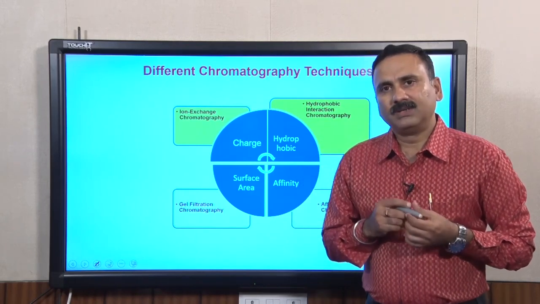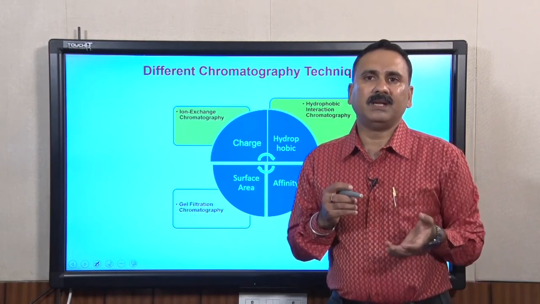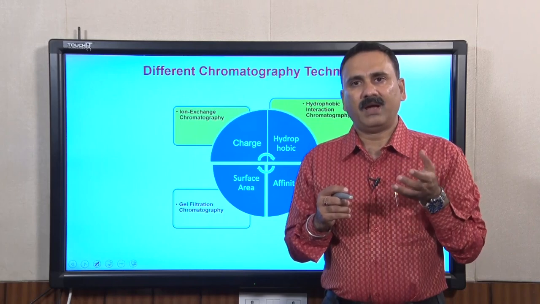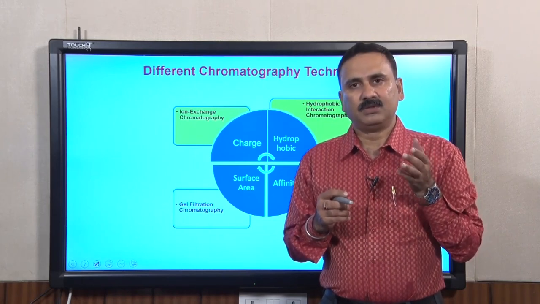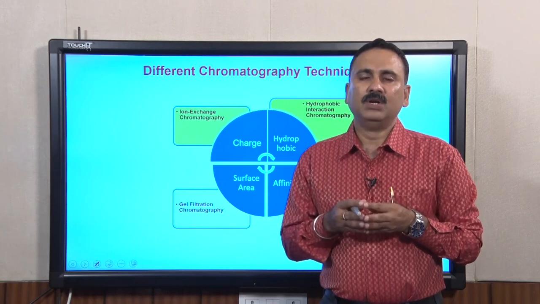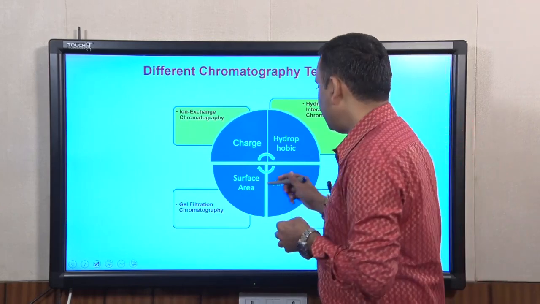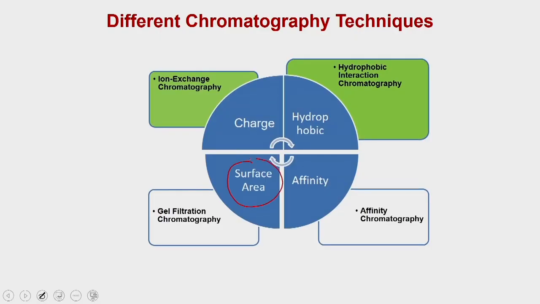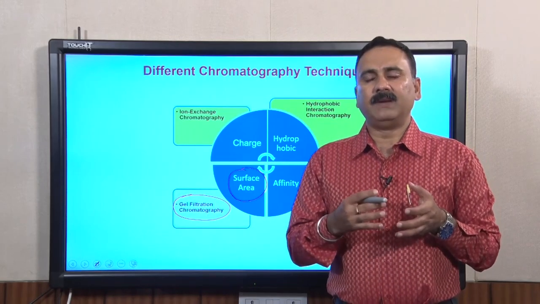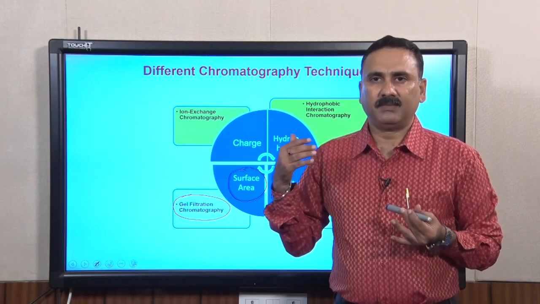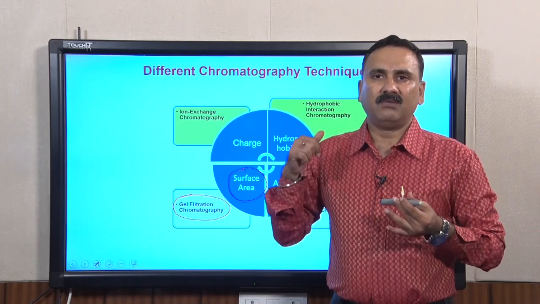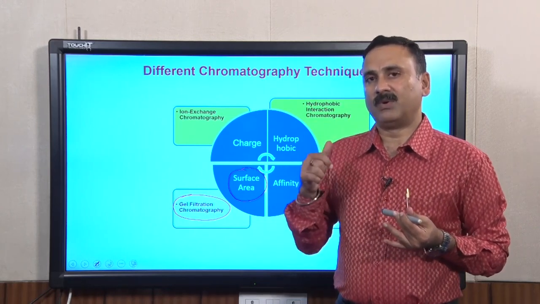Now, let's move on to the third property, and the third property is that proteins have a surface area which can be utilized to purify as well as to characterize a particular protein. The technique related to the surface area is known as gel filtration chromatography. Before going into the details of gel filtration chromatography, let's discuss how we can exploit the surface area of a protein to characterize it, as well as how that can be used to purify different proteins from a complex mixture.